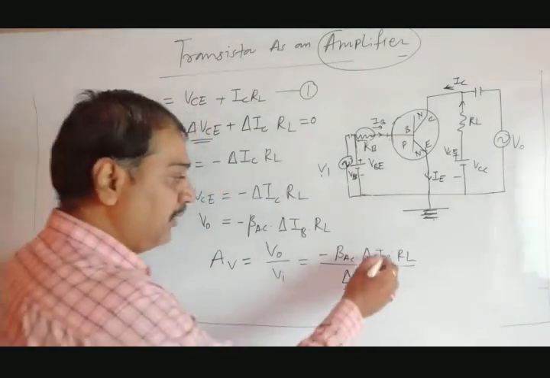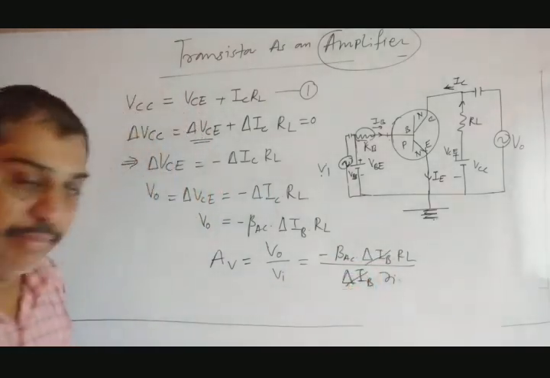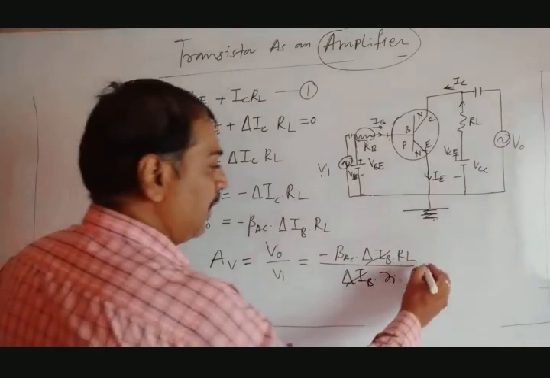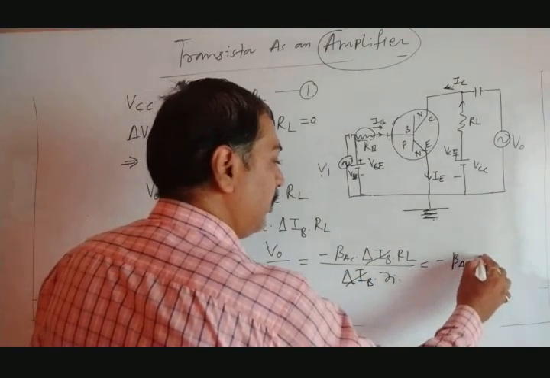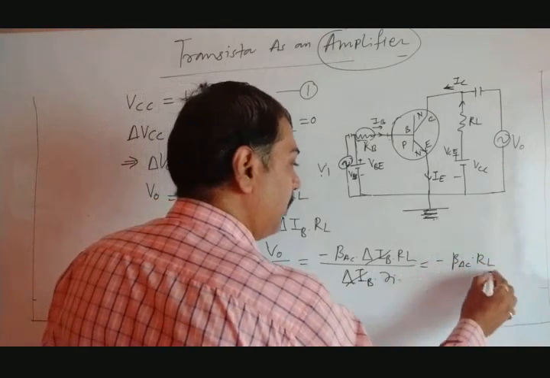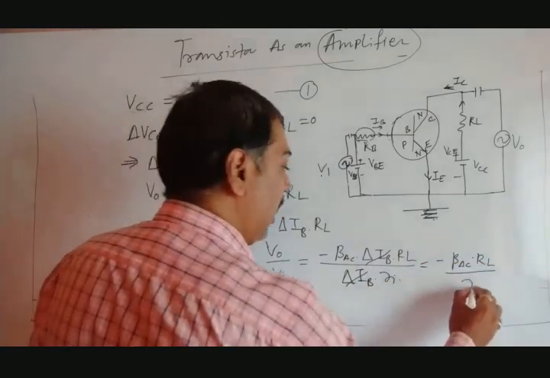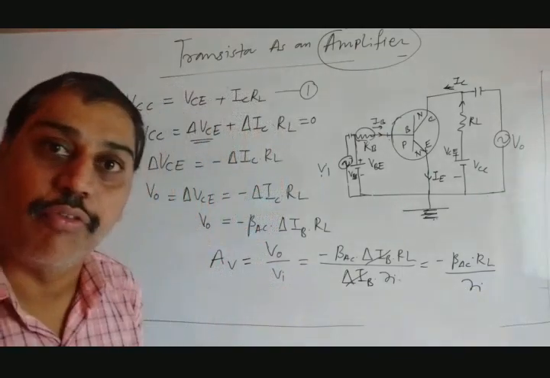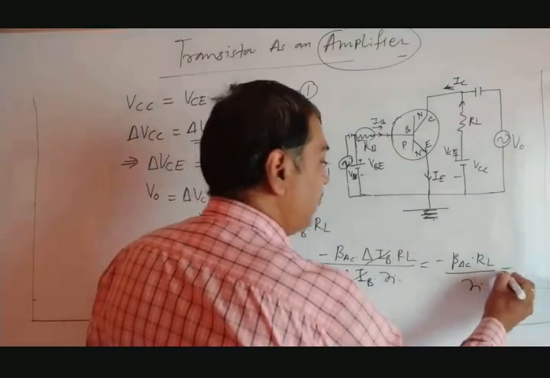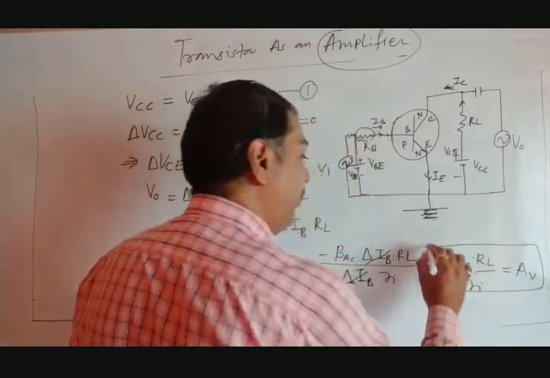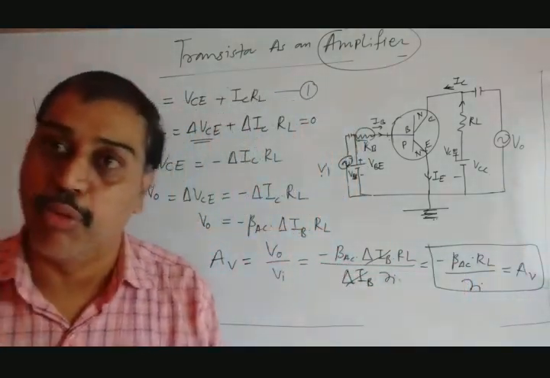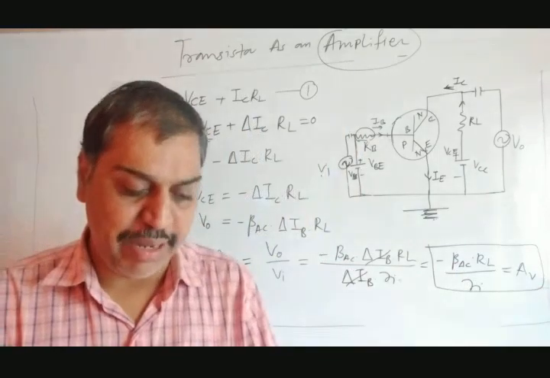Now here this delta IB cancels with this delta IB. What is the equation then? The equation becomes minus beta AC into RL divided by RI, and this is the equation for voltage gain. It is said to be AV. So this is the voltage gain of the amplifier in common emitter mode, output voltage divided by input voltage.